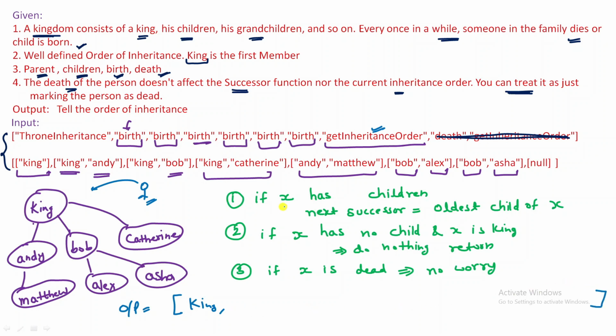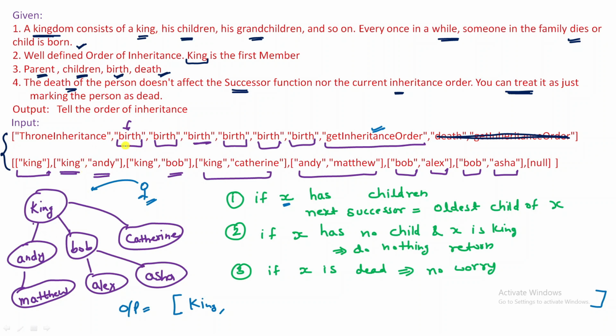So the question says if x has children. Here x I have considered a node, or you can say a person. If a person has children, then the next successor will be the oldest child of that person. So for example, this king is the current king and this king has 3 children, Andy, Bob, Catherine. So who is going to be the next king after this king, let's say, dies?